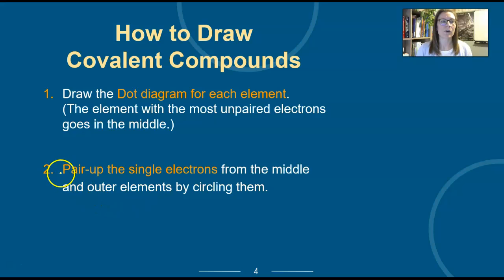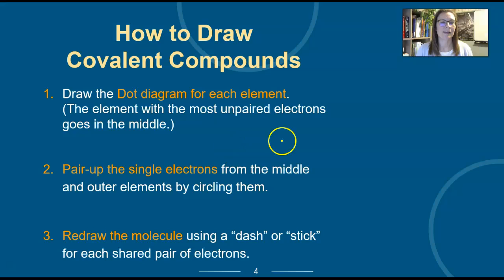Next, we're going to pair up the single electrons. Okay, so you really only have to draw the part that's in orange here. Right, you can draw it all, you can write it all if you want to, but the orange is the important part. So pair up the single electrons from the middle and the outer elements by circling them. And I'm going to show you examples of what I mean.